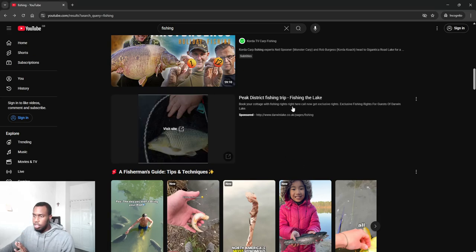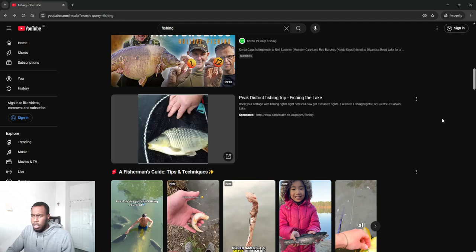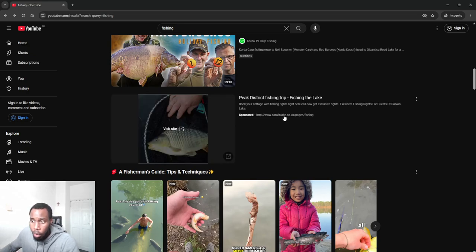Peak District fishing trip, fishing the lake. Book your cottage with fishing rights right here. Call now to get exclusive rights. Now, maybe this was an ad targeted at people lower down the funnel who already know who Darwin Lake are. But for me, I have no idea what they're talking about. This kind of thing, I can try and piece it together, but I'm having to do a bit of work here to try and understand what's going on.